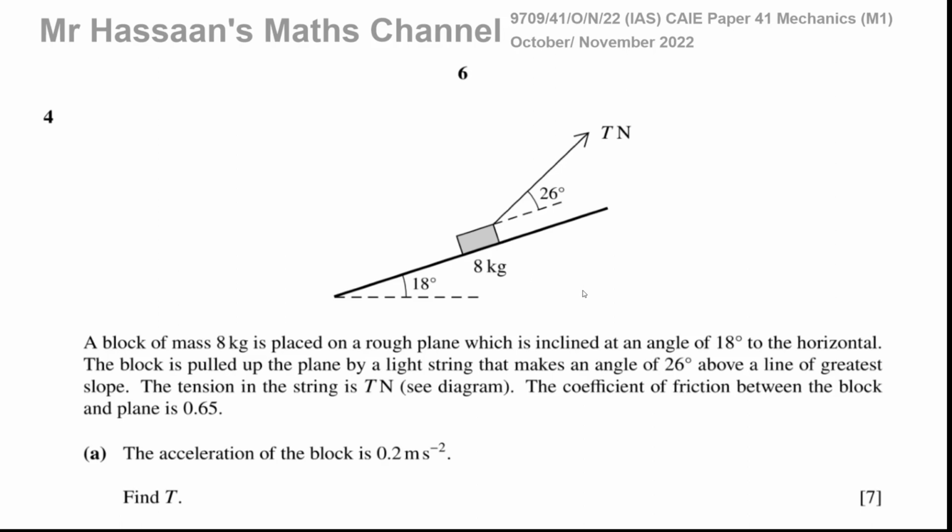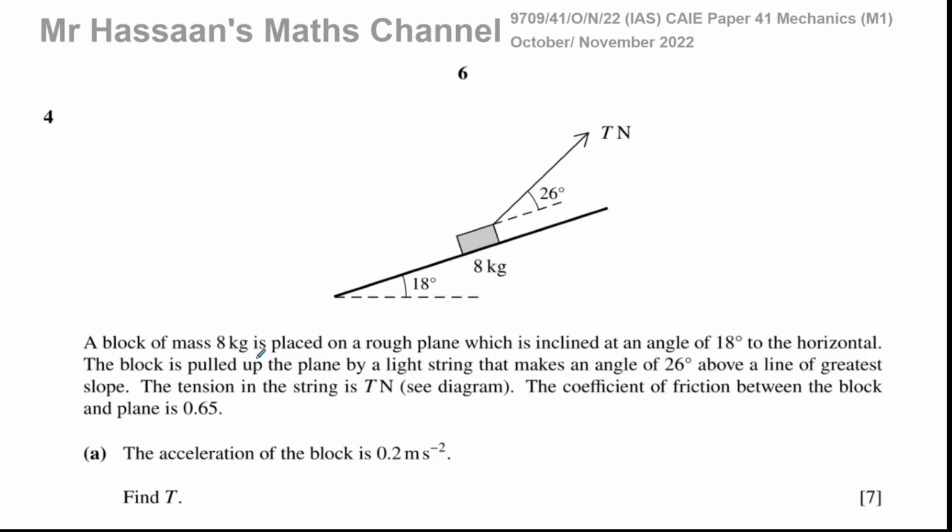Hassan's Maths channel, and I'm now answering question number 4 from the October-November 2022 paper 4 variant 1, which is a mechanics 1 paper of Cambridge 9709. It's an A-level paper, and this question here is about inclined planes and dynamics and some friction in here as well.